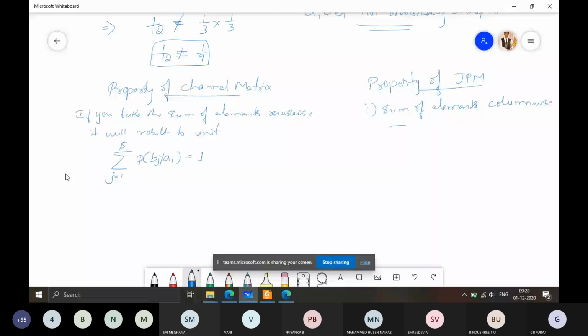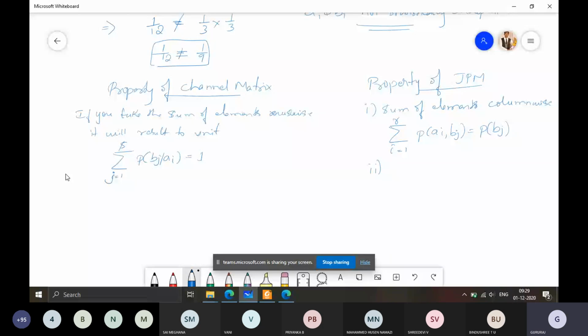Summation i is equal to 1 to R. Since you are taking the elements column wise, j will not vary, only i will vary. So i is equal to 1 to R, P of Ai comma Bj is equal to, tell me, P of Bj. Yes, output symbol probabilities. If you take the sum of elements column wise of a JPM, you'll get the output symbol probabilities.